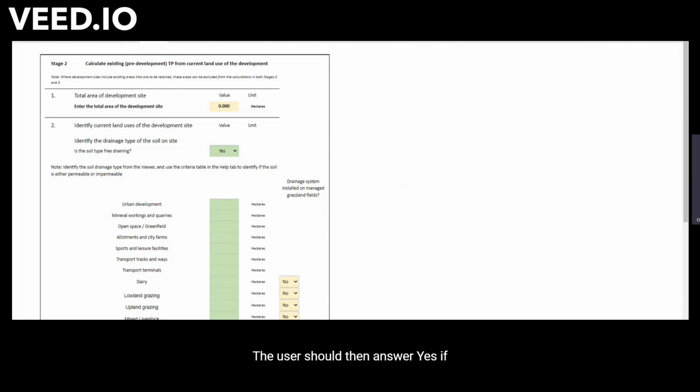The user should then answer yes if the soil is free draining, or no if it is impermeable. If the drainage is impermeable, then there is the option to select if drainage systems are installed on any managed grassland fields, as well as arable fields.